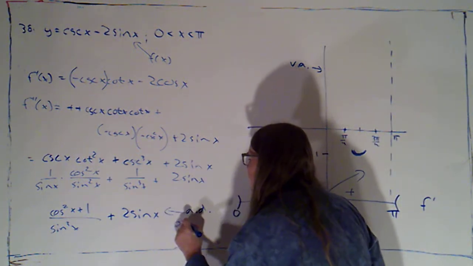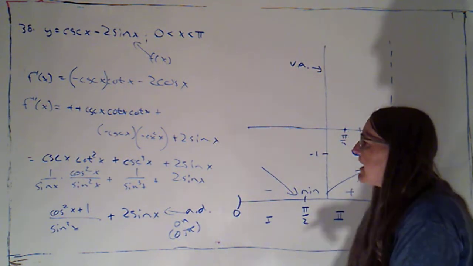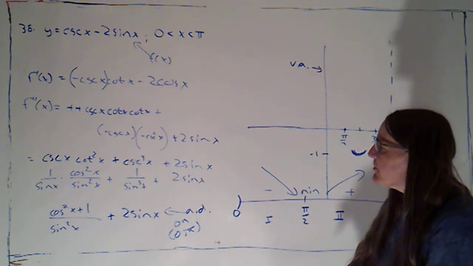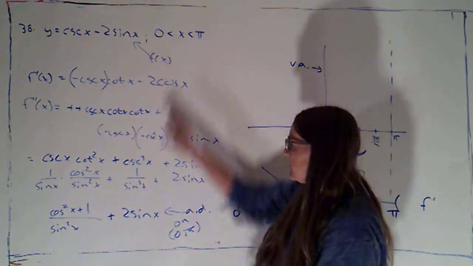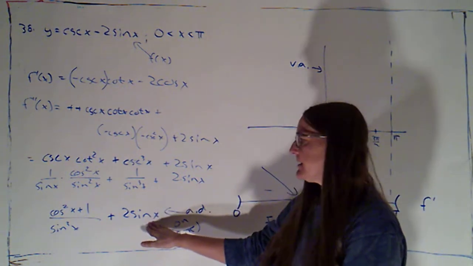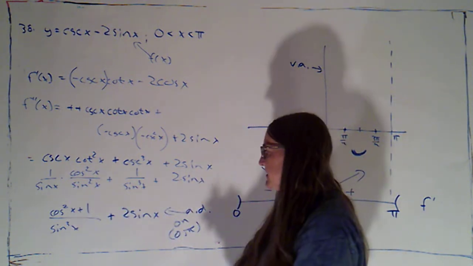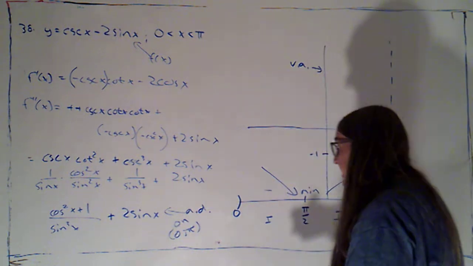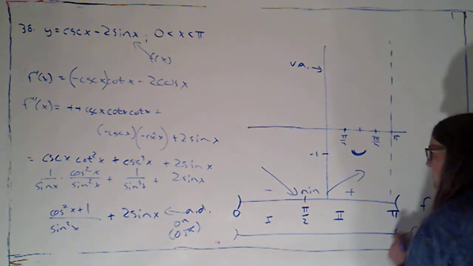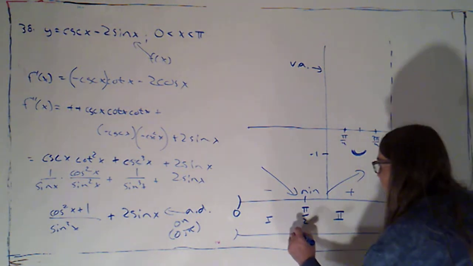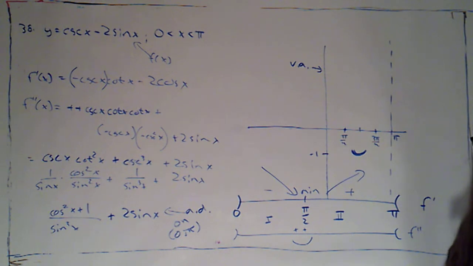This is always defined on the interval from 0 to pi. Okay. And if I take a look, it's never going to be 0 on that interval. Because on this interval, sine is strictly positive, and 1 plus cosine squared will also always be positive. So this is never 0 on that interval. And I'm also able to see that on that entire interval, it's always positive, so we're always going to be concave up.